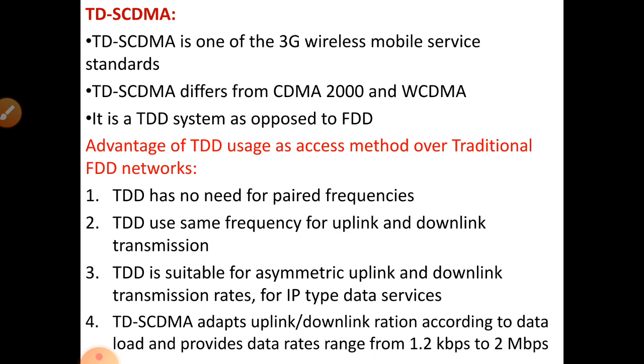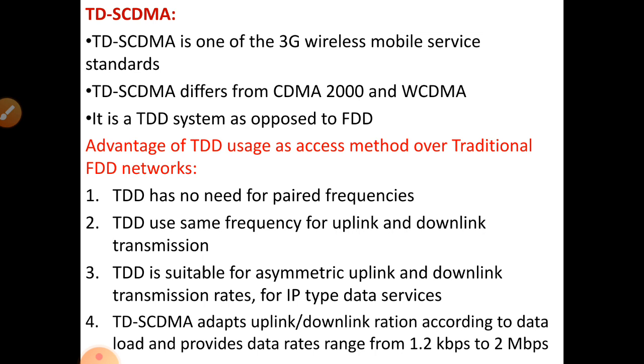But when you go for TD-SCDMA, there is no overload problem, because in TD-SCDMA we are going for TDD, and TDD has no paired frequency. Similarly, TDD uses the same frequency for both uplink as well as downlink transmission. Suppose we are using the uplink frequency as 1.4 GHz, then the same 1.4 GHz will be used for the downlink transmission.